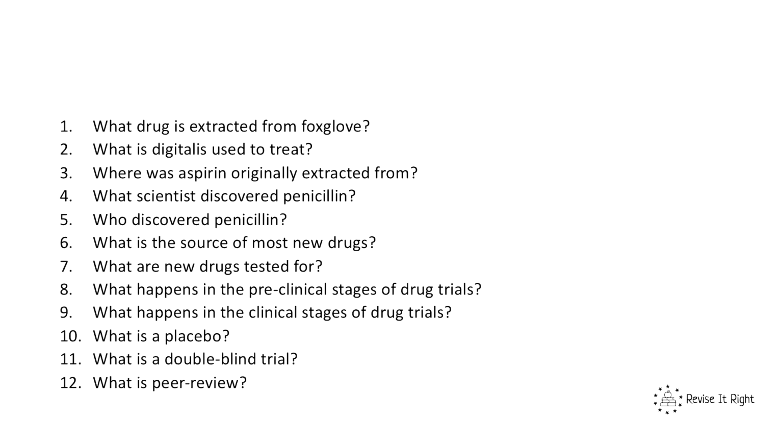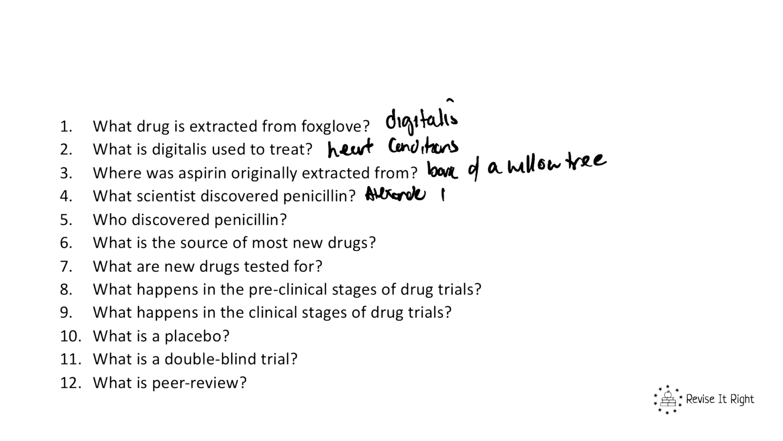Okay, so let's go through the answers. Number 1, what drug is extracted from foxgloves? Well, that is Digitalis. Number 2, what is Digitalis used to treat? Heart conditions. Number 3, where was aspirin originally extracted from? The bark of a willow tree. Number 4, what scientist discovered penicillin? Well, that was Alexander Fleming. Who discovered penicillin? That's the same question. Question 6. What is the source of most new drugs? Well, that is the rather large pharmaceutical industry.